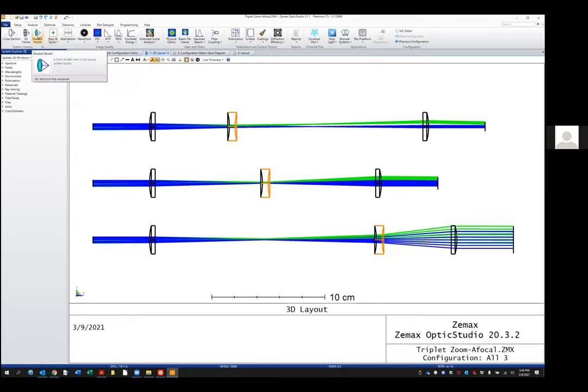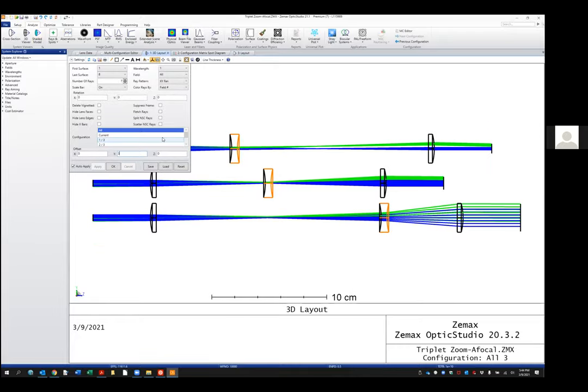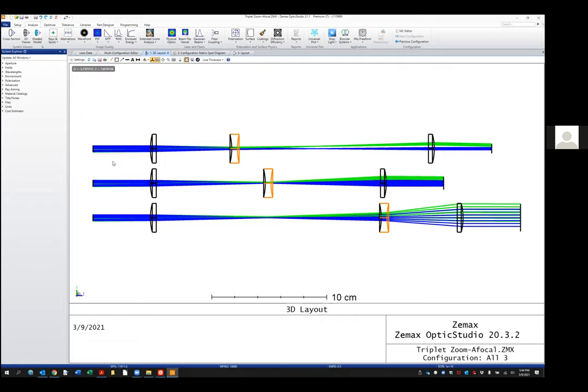In the 3D layout, all three configurations show up on top of each other. And you even get to decide what offset you want between them. I have them offset by 5 in the Z direction. Sorry, in the Y direction. You could change it to something else. They would get closer if you preferred to display it that way, and vice versa. Any questions so far?